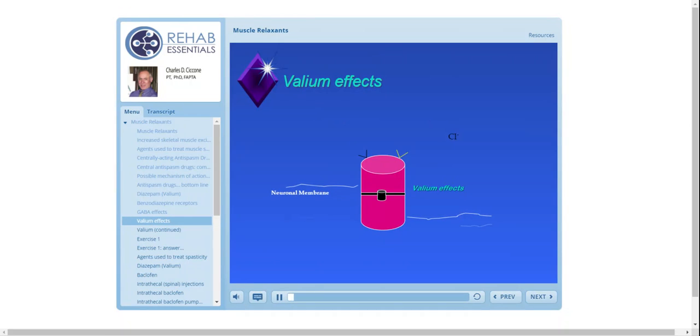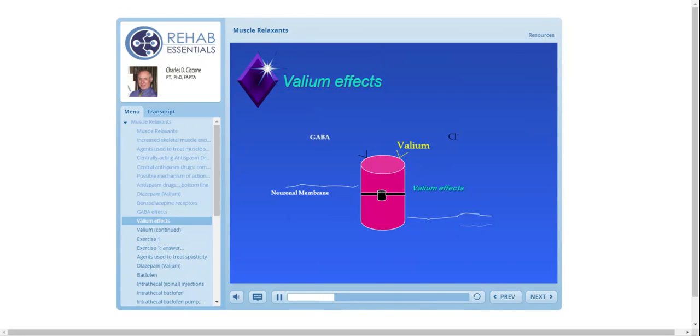So here again, same diagram, but now Valium is also on the scene. And Valium represents, as I said, this family called the benzodiazepines, but we're focusing right now specifically on this drug and how it might cause muscle relaxation.